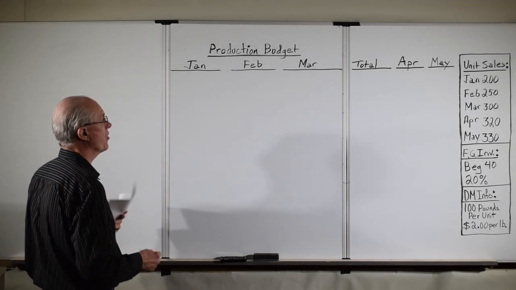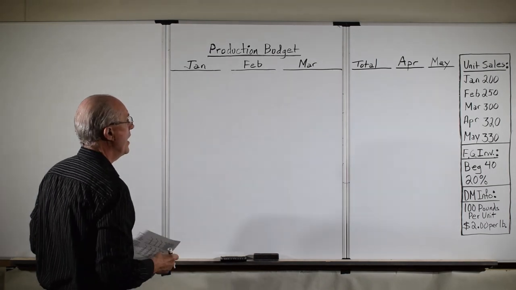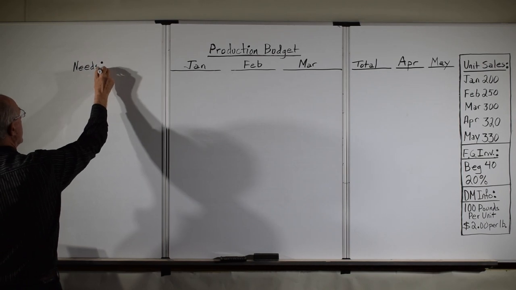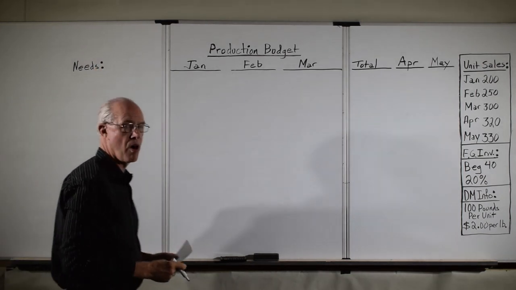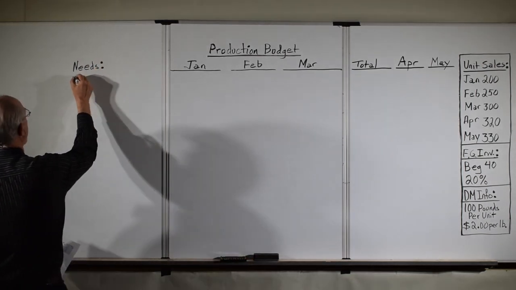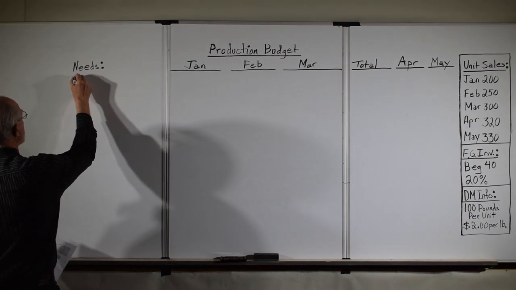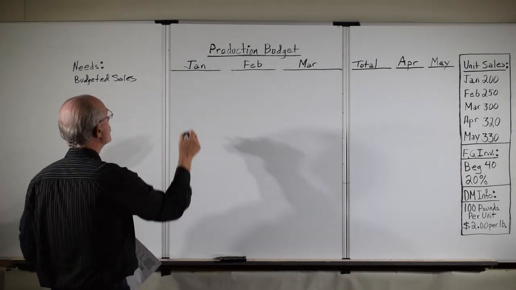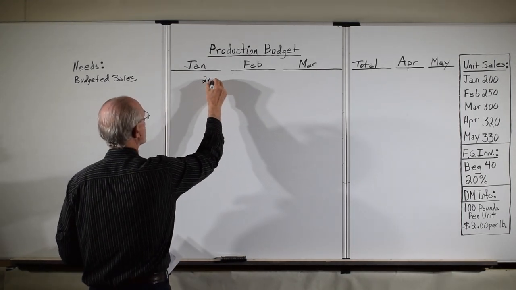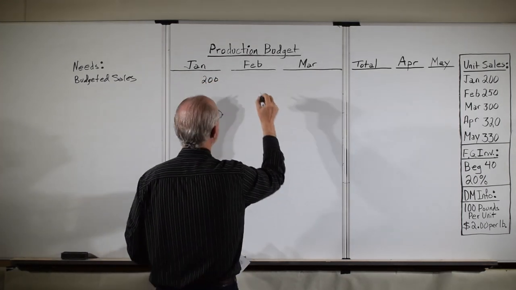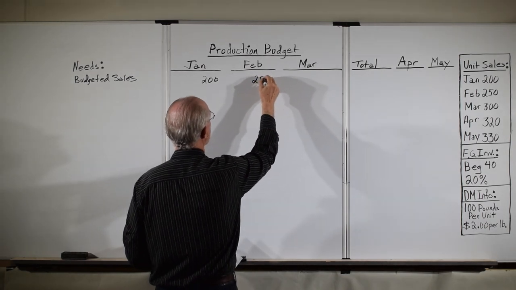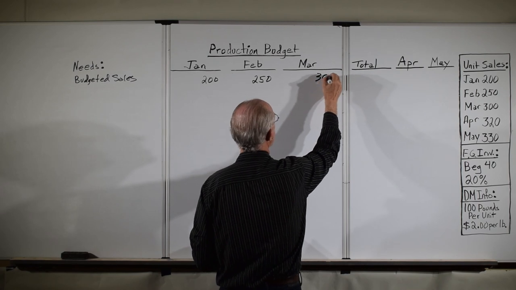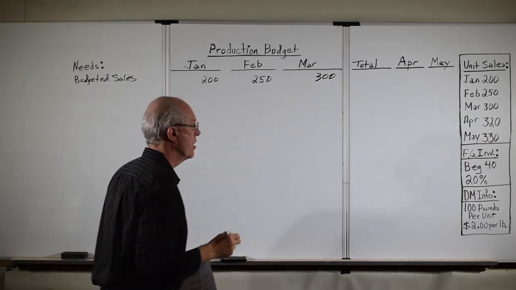So I'm going to start with, of course, the production budget. And the first thing I need to know are the needs. What do we need units for? Well, first of all, we're going to need them for our budgeted sales. And our budgeted sales are 200 units for January, 250 units for February, and 300 units for March.